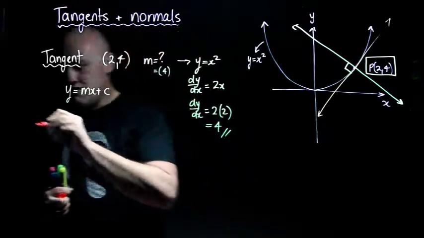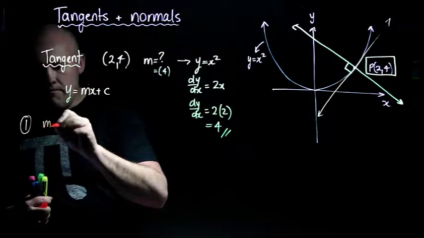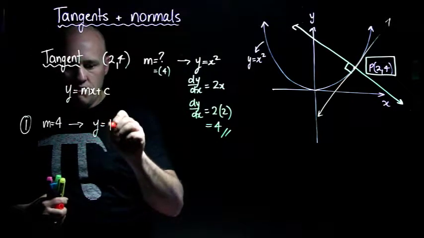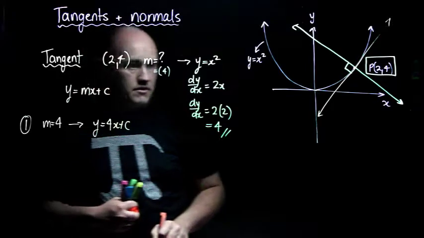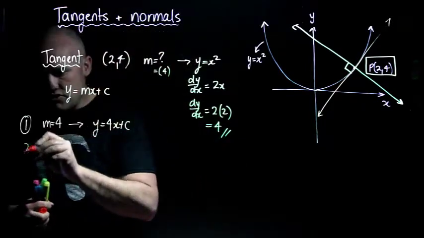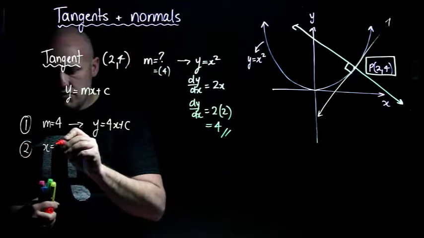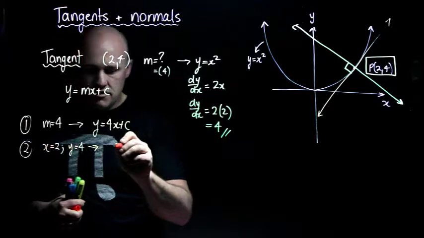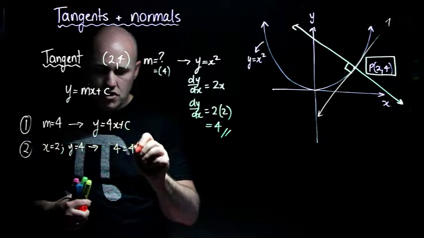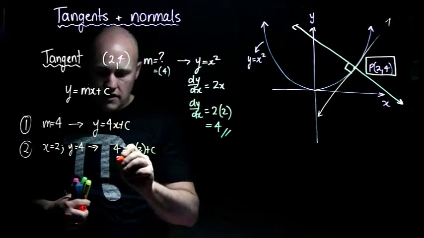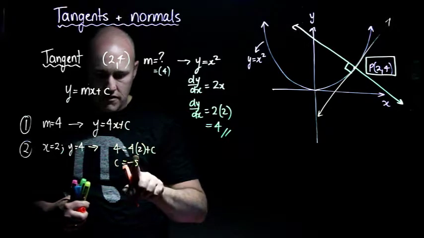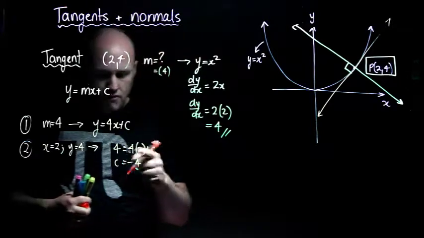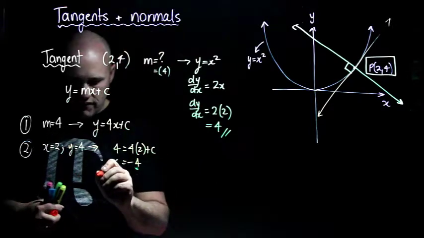Now we know the gradient, so this is step 1. We know that the gradient m is equal to 4, which means that we have y equals 4x plus c. And we also know, step 2, that when x equals 2, y equals 4, which leads to this: 4 is equal to 4 times 2 plus c, and that leads to c equals negative 4, because 4 equals 8 plus c, and 4 minus 8 is negative 4, which leads to this function.